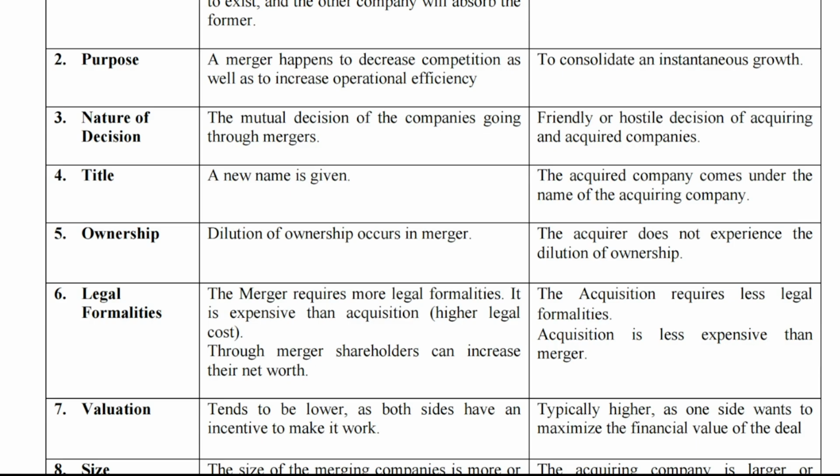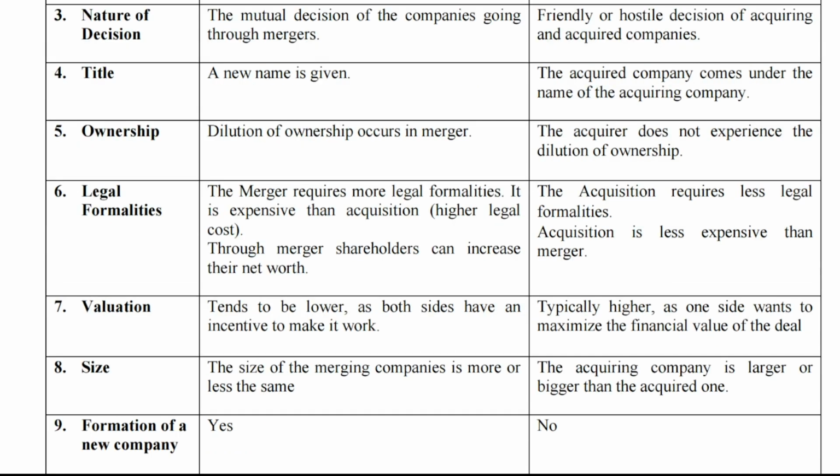Fourth point, title. In merger, a new name is given, whereas in acquisition, the acquired company comes under the name of the acquiring company. Fifth point, ownership. Dilution of ownership occurs in merger, whereas in acquisition, the acquirer does not experience the dilution of ownership.